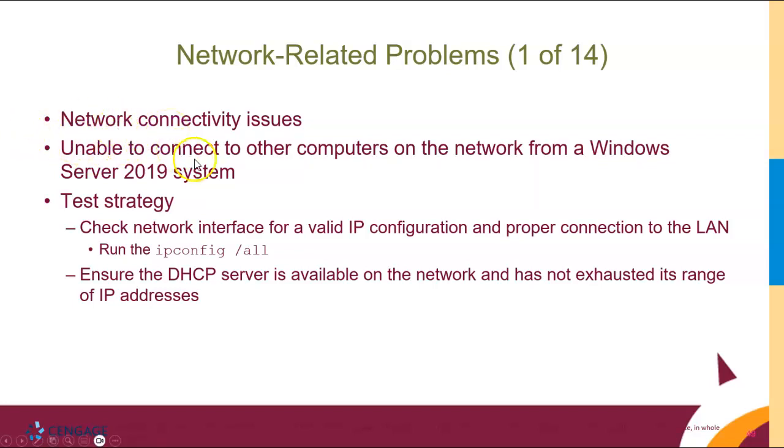So unable to connect to other computers on the network from a Windows 2019 system. So what's your test strategy? You check your network interface for valid IP configuration. Then you run your ipconfig /all, which will show you that. You ensure that the DHCP server is available on the network and has not exhausted its range of IP addresses. That only applies if you're using DHCP. If you're not using DHCP for this server, then obviously that would not apply.